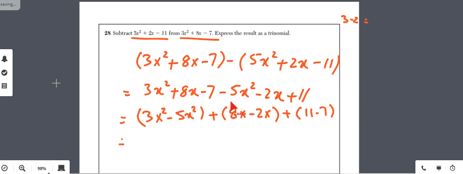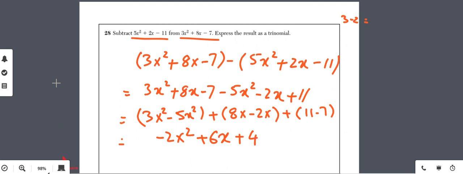So 3x squared minus 5x squared, the result is negative 2x squared. And 8x minus 2x, the result is plus 6x. And 11 minus 7, the answer is 4. Am I right? Yes.